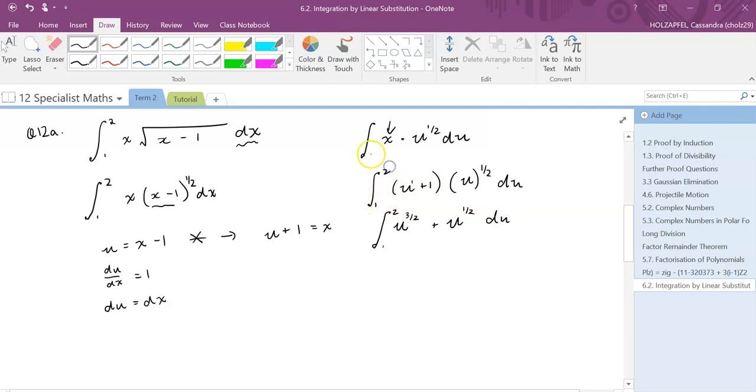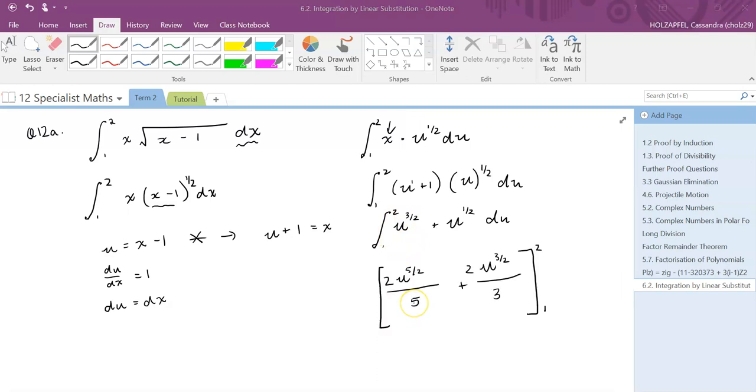Okay, so that's a little bit nicer now because these are pretty simple to integrate. So what I'm going to do is add 1 to the power and divide through by the new power. So u to the power of 3 over 2, adding 1 to that becomes 5 over 2. When you divide by 5 over 2, that's the same as multiplying by the reciprocal 2/5. So that's how I've gotten those solutions there. And that's a similar process there for u to the power of 3 over 2.